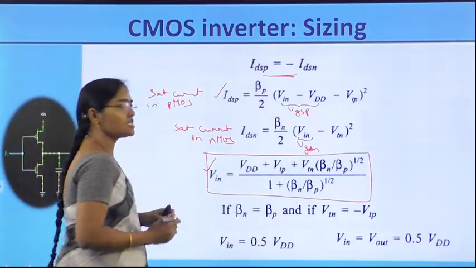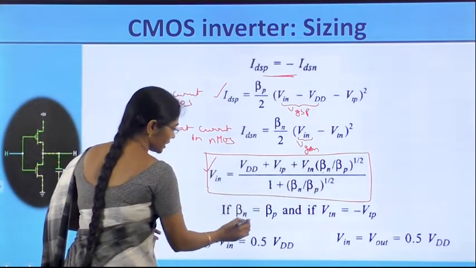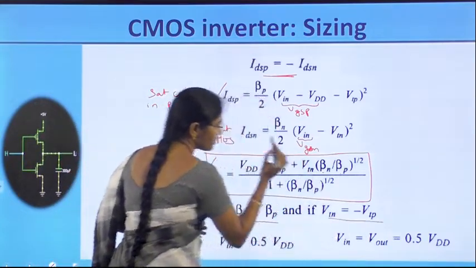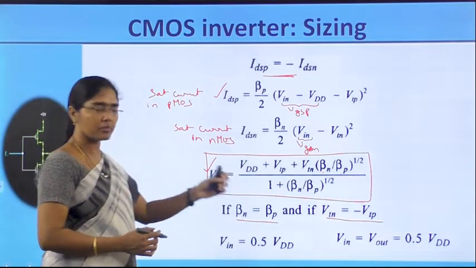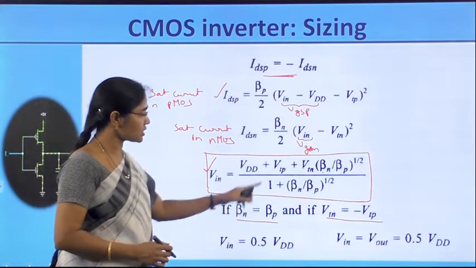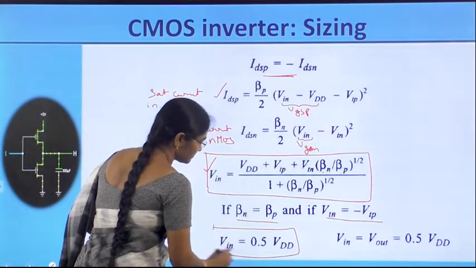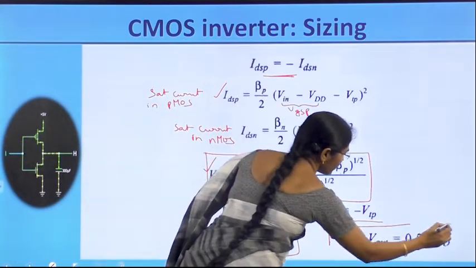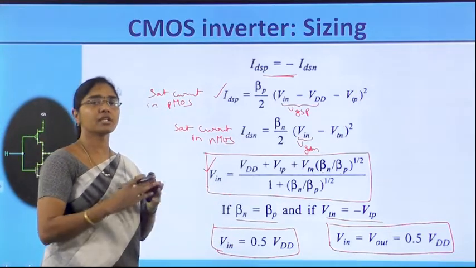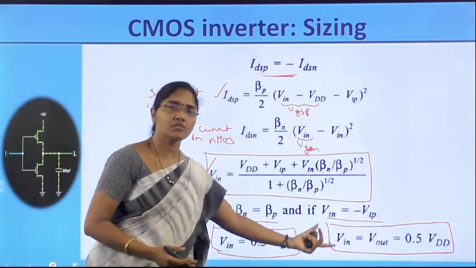Now, to get Vin equal to VDD by 2, we have to assume that beta N is equal to beta P and VTN is equal to mod VTP. The threshold voltages of the NMOS and PMOS transistors are equal, and beta N is equal to beta P. If we substitute these in the above equation, we will get Vin is equal to 0.5 VDD. There, Vout is also 0.5 VDD in region C. Therefore, it is called the V invert point, the symmetric characteristic. So symmetric characteristic means Vin is equal to Vout is equal to 0.5 VDD.